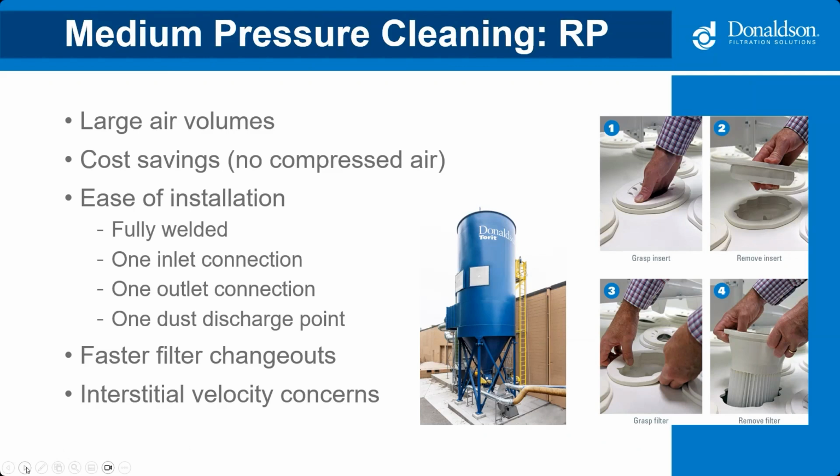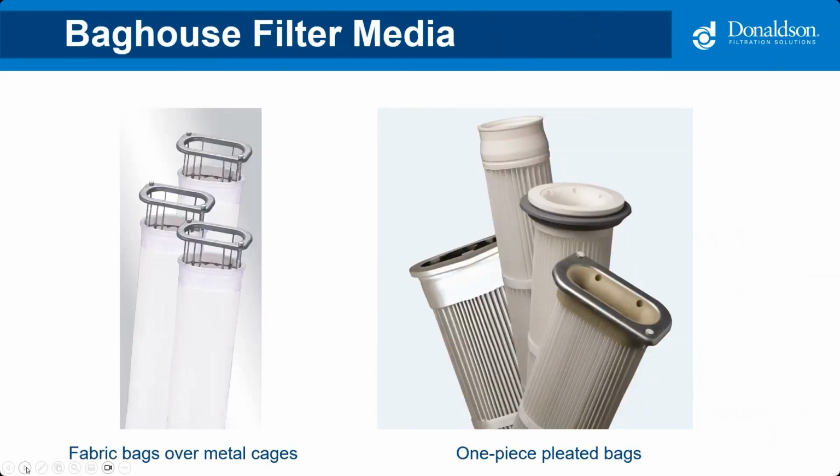There's a picture here comparing the two different types of filters that we use in the bag houses. The one on the left is just a fabric bag, right? It's installed over a metal cage. During the filter change out, the entire bag and cage is removed. The bag's stripped off the cage, then the new bag is put on the cage, and you put that unit back into the collector. On the right, you have a pleated bag, which basically you just pull the cartridge out, put a new cartridge in.